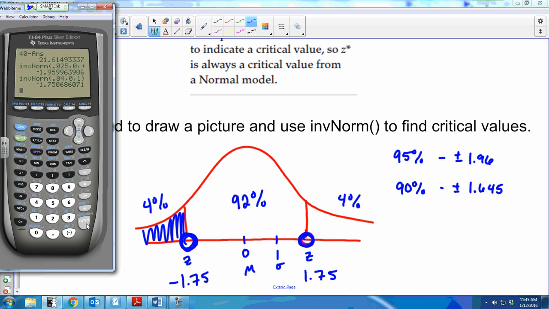If your book asks you, sometimes they ask you weird things, like let's be 98% confident. Well, then you could find that. So now we know all those pieces to that formula. So now you should know how to fill it all out. Questions about how to find critical values?